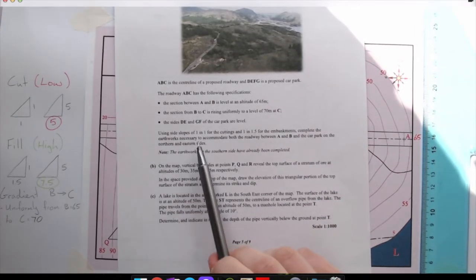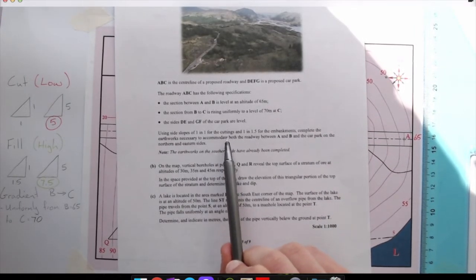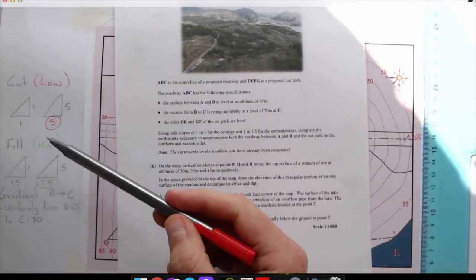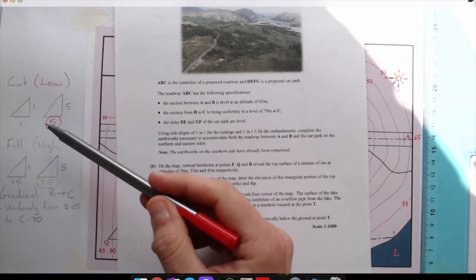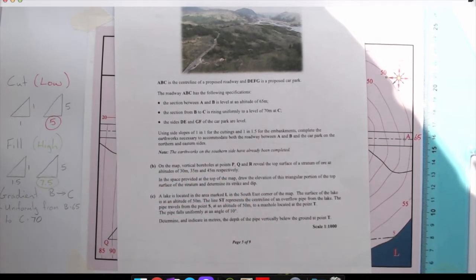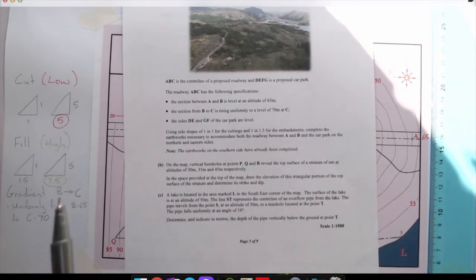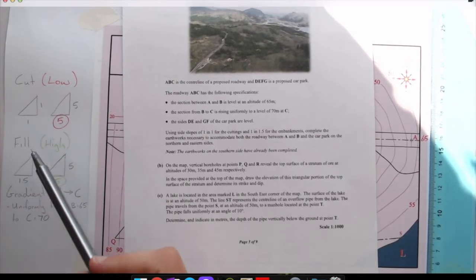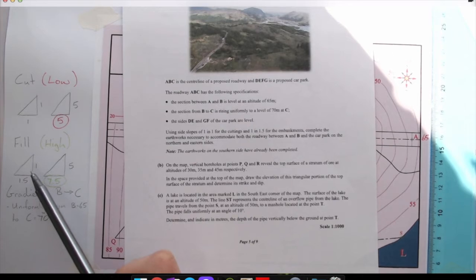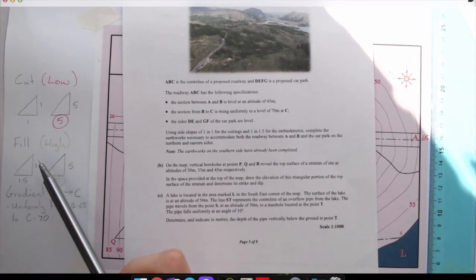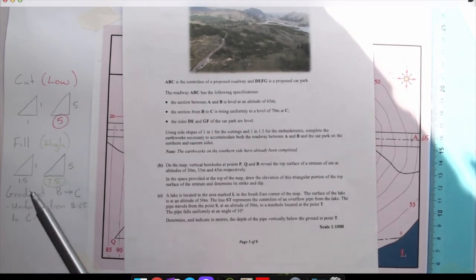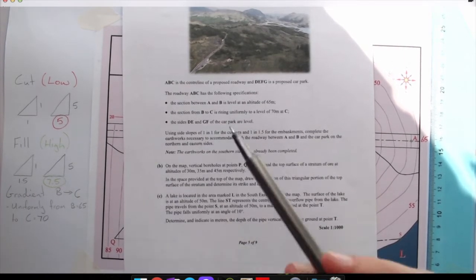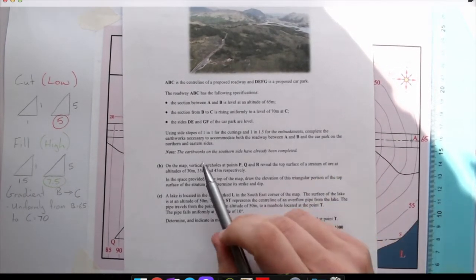Then we have the side slopes: for cuttings, 1 is to 1, and for the embankments or the fill, 1 is to 1.5. So that's where I have my triangles put in here. I have my cut on the low side, multiplying it up to get my 5, and I have my fill up on this side to get up to 7.5, with my multiplication. And I just put in here the gradient uniformly just so that I had it there. After that, I'm going to do the earthwork.